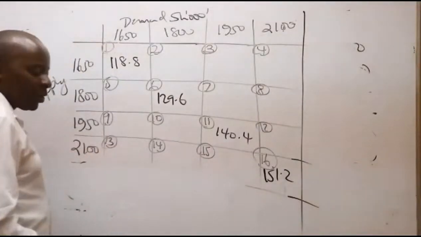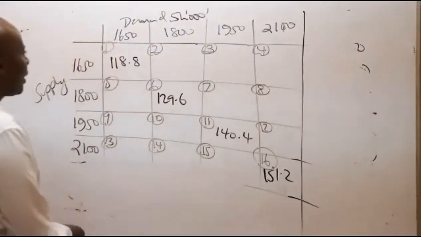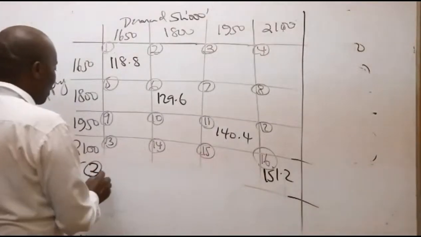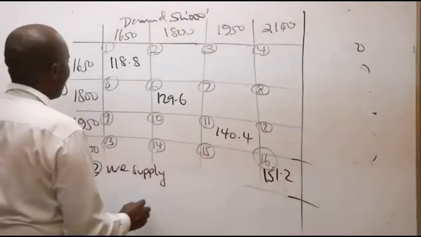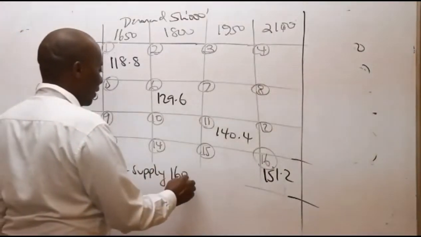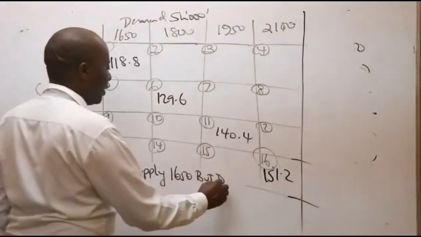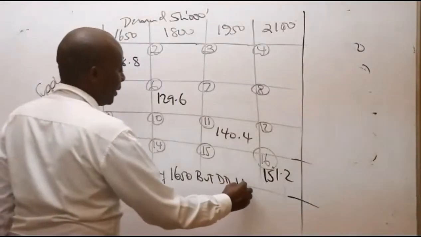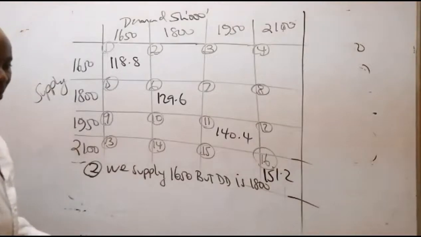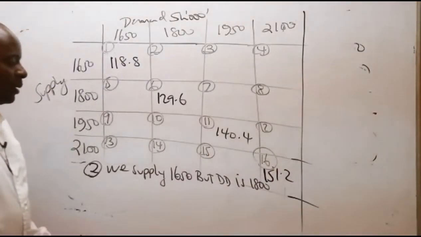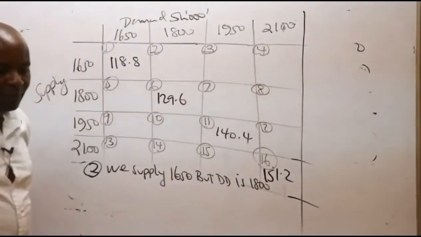So for cell number 2, ladies and gentlemen, we supply 1650, but demand is 1800. So please help me make a decision there.